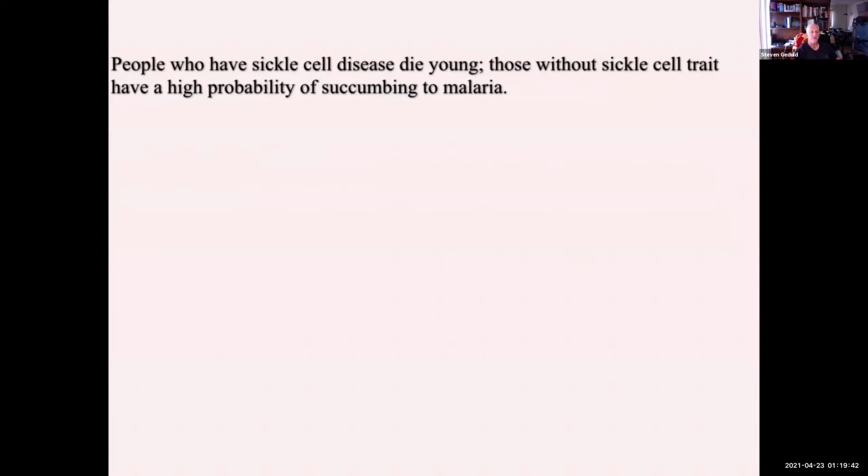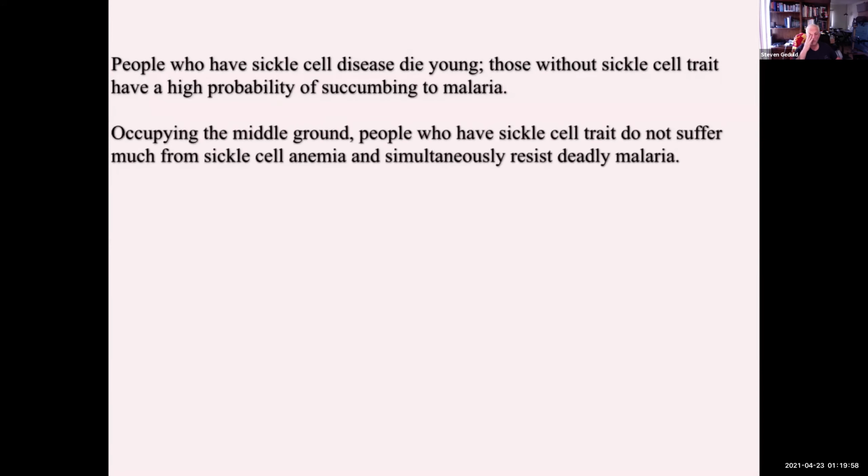People who have sickle cell disease die young. Those without sickle cell trait have a high probability of succumbing to malaria. So in those areas of Africa where we have high incidence of malaria, you want the sickle cell trait. You can still function normally with that. So occupying the middle ground, people with the sickle cell trait do not suffer as much from sickle cell anemia and simultaneously resist the deadly malaria.